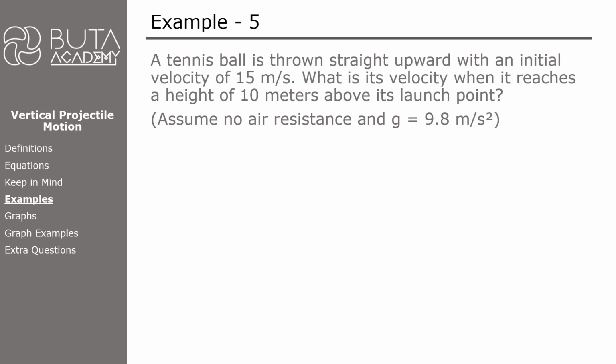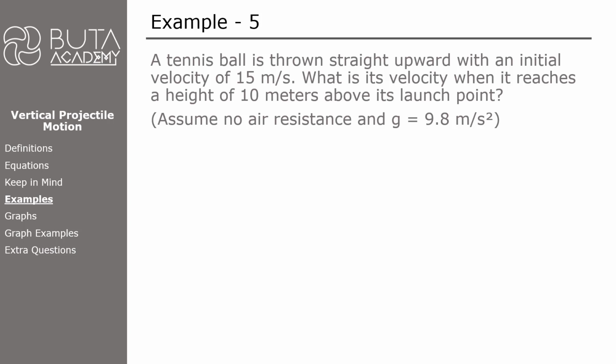A tennis ball is thrown straight upward with an initial velocity of 15 meters per second. What is its velocity when it reaches a height of 10 meters above its launch point? Assume that there is no air resistance and gravitational acceleration is 9.8 meters per second square.